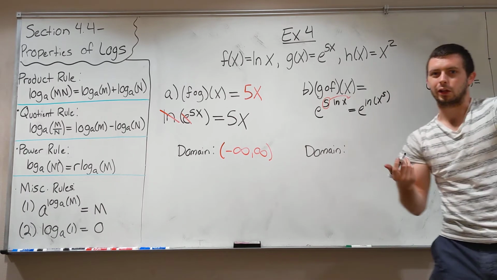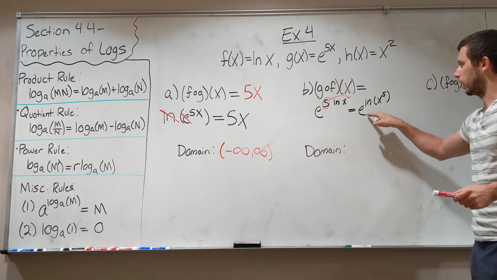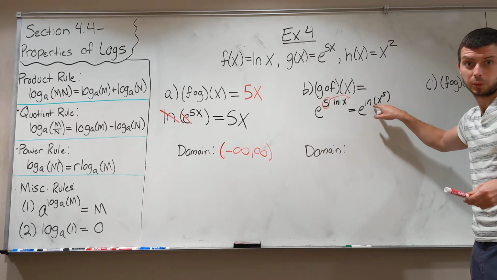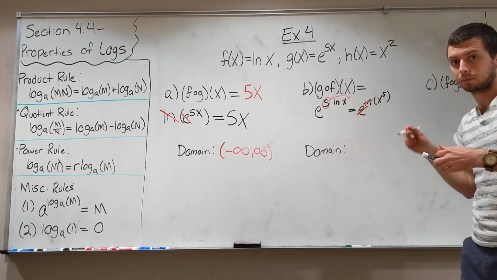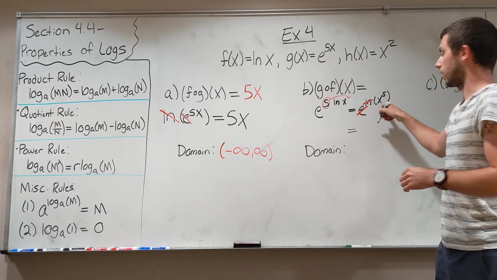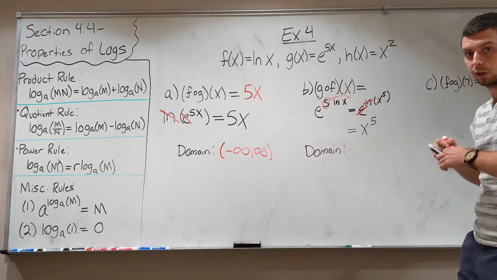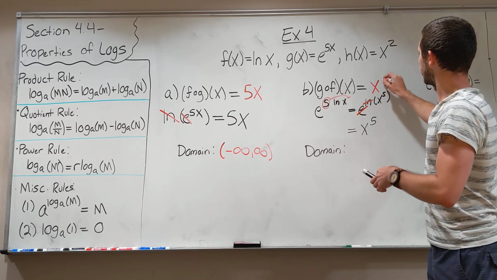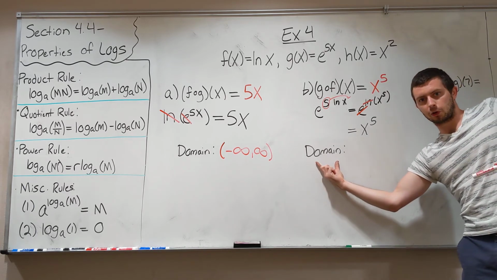And the reason why I did that, I mean, I could have done that arbitrarily, but the reason why is, well, e and ln are right next to each other. So guess what? They cancel. Just like that. And we are left with simply x to the 5th, which would tell us is our answer here. Now we move on to the domain.